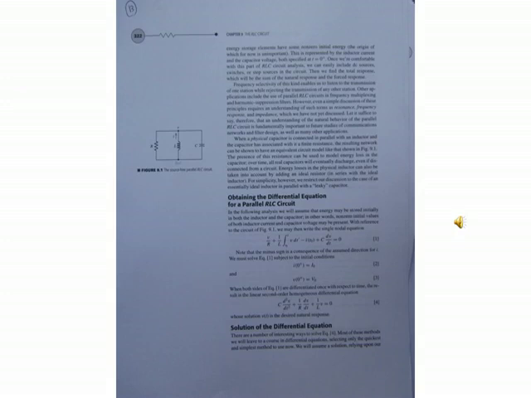So today's lesson is obtaining a differential equation for a parallel RLC circuit. In figure 9.1 there is this RLC circuit, where the resistor, inductor, and capacitor are connected in parallel. So there are two nodes, V and also the reference node. Current I is flowing through the inductor L.